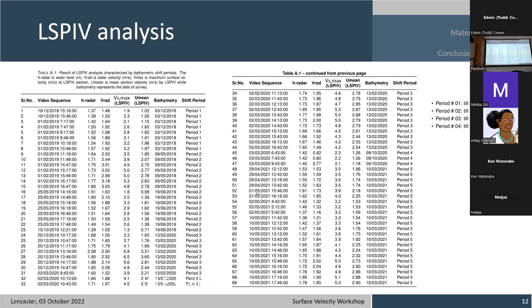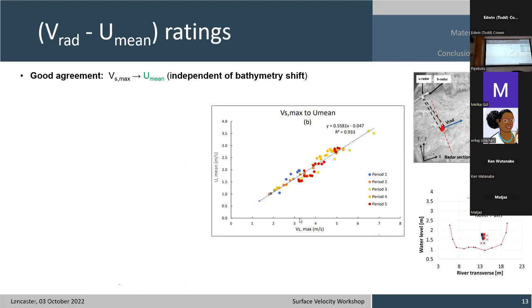So these are the results of the LSPIV analysis, the 69 videos. We get the VS max and the U-min in the LSPIV cross section. We also get the H and V radar values at the same time step. And we indicate the bathymetry we used for this calculation. This is the V radar U-min rating we get with the data. We were happy because the rating was stable.